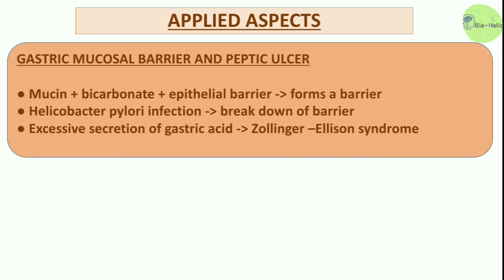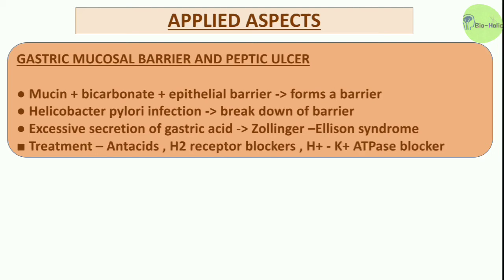This is known as the Zollinger-Ellison syndrome. There are some treatments by applying antacids, H2 receptor blockers, H+, K+ ATPase blocker. We can prevent this peptic ulcer situation.